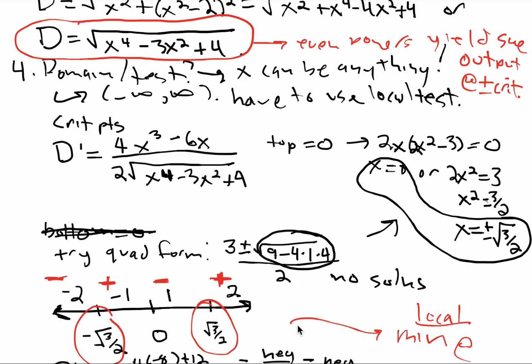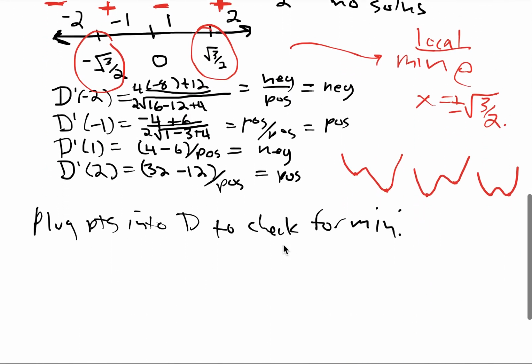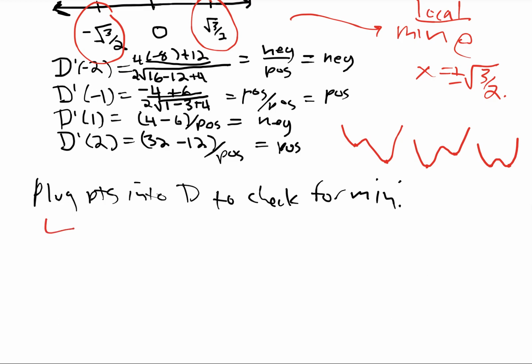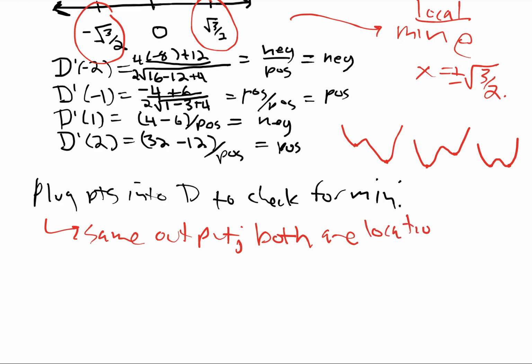So if I make that observation, it actually turns out we have 2 locations at which we have the same exact minimum here. So I'll go ahead and make note of that. We get the same output. Both are my locations of my global min.